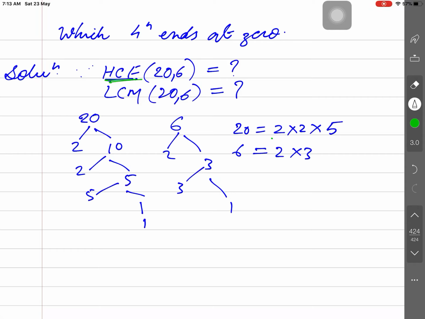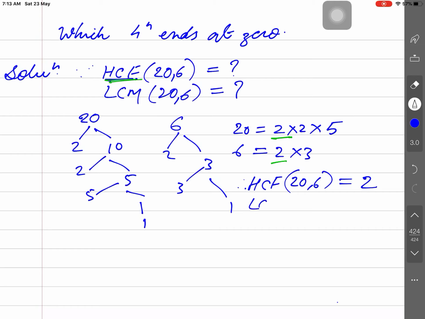So what is highest? 2 is common in them? Yes, 2 is common in them. And one more 2 common? No. 5 common? No. So what is the most common in both? 2 is common here. So the HCF is what here? This number is said to be its HCF. Is that clear or not? So what will you write down here in the solution? Exactly. Therefore the HCF of 20 and 6 is 2. You must know this. HCF is written as the two numbers within parentheses.